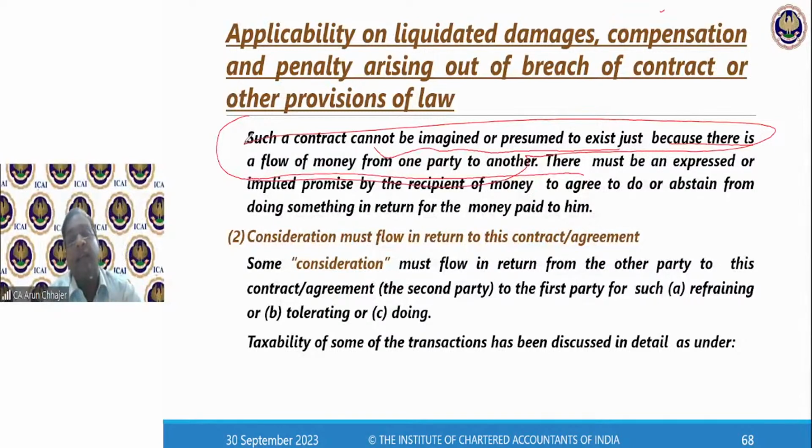What is the normal thing? In the normal case, what happens? Suppose one party has received a certain amount and it has been credited in the profit and loss account.